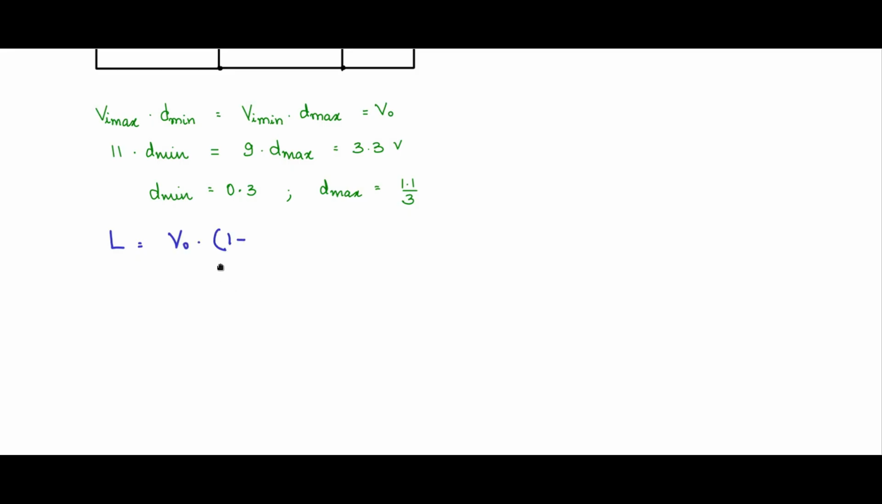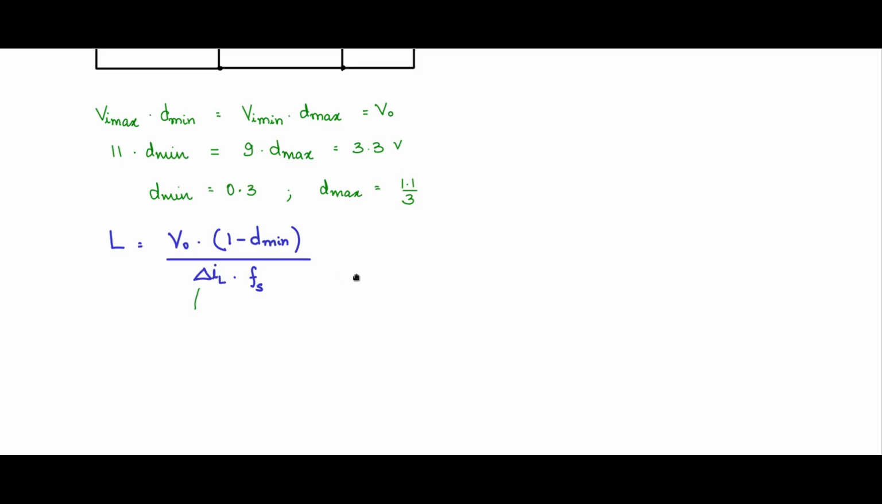L is equal to V0 into 1 minus D min divided by delta IL into Fs. While we discussed the buck converter, we had used this equation. We had developed this equation. L is equal to V0 into 1 minus D by delta IL into Fs. I am now including it as D min because D min is worst case when D is minimum. This value in the numerator within the brackets is maximum and I will get the largest value of L. So that would be the worst case.